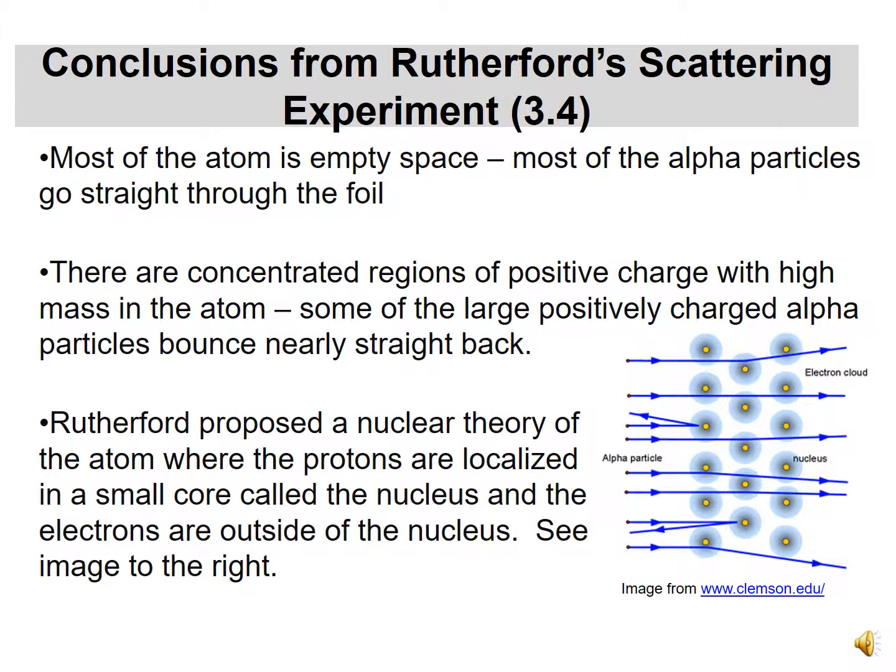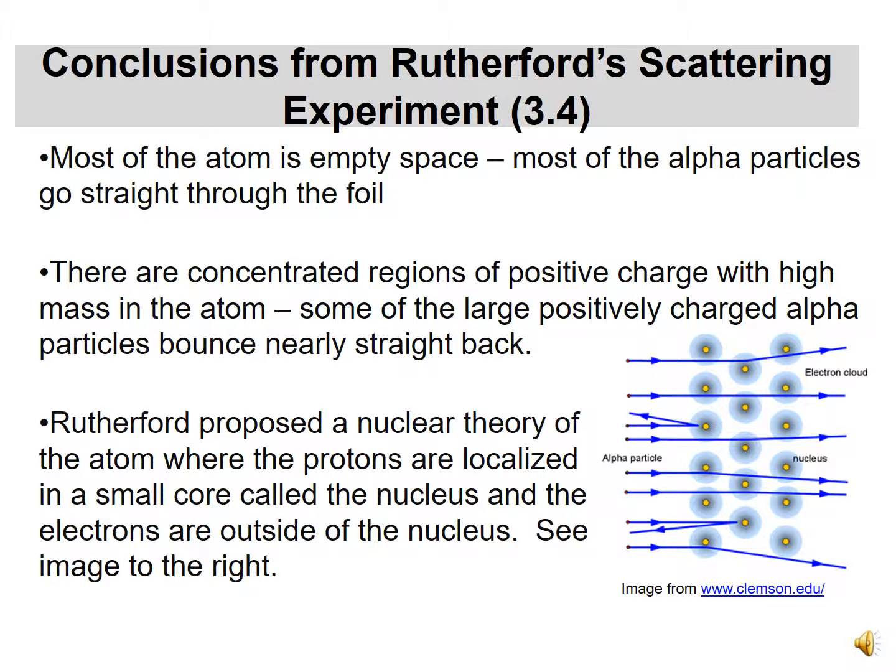So what's the conclusion from that? Well, most of the atom is empty space, and that's evidenced by the fact that most of the alpha particles go straight through the foil. The second conclusion is that since some of those alpha particles nearly came straight back, there are concentrated regions of positive charge with a high mass inside of the atom.